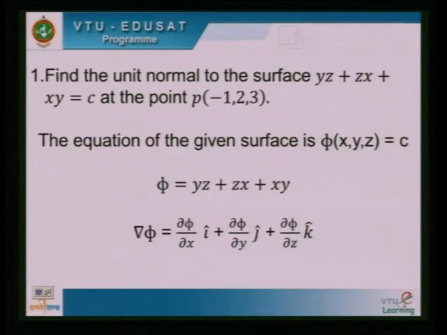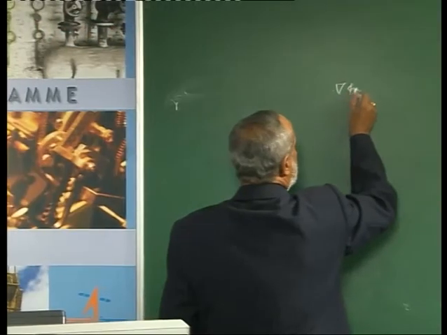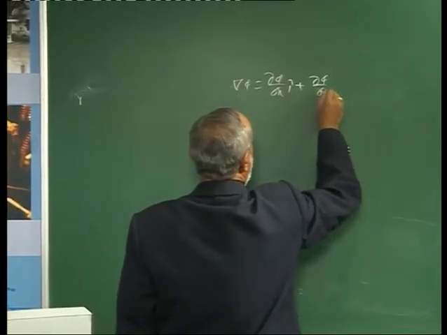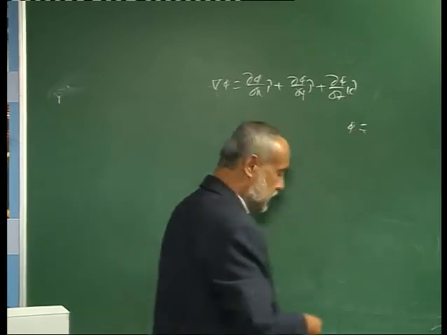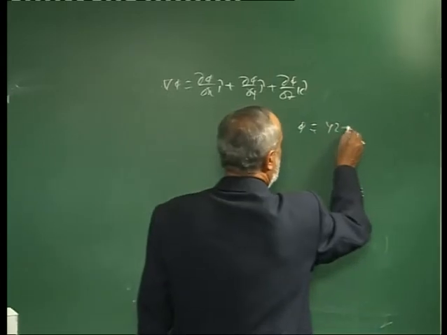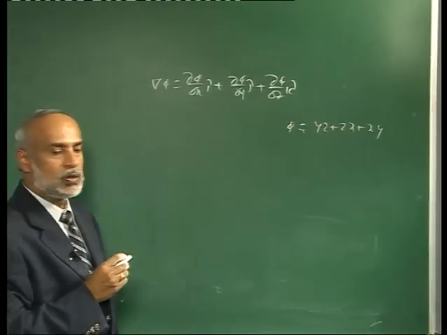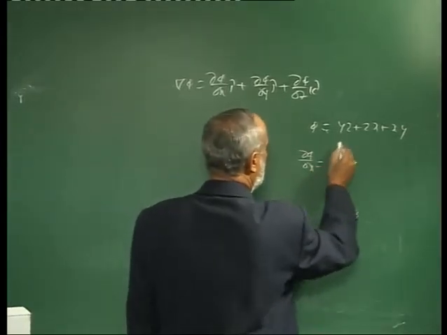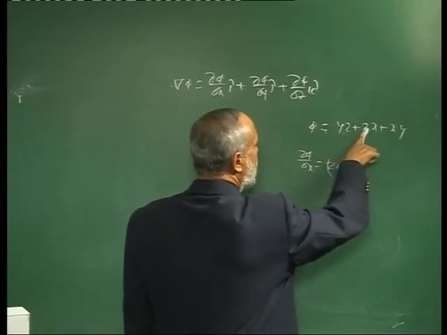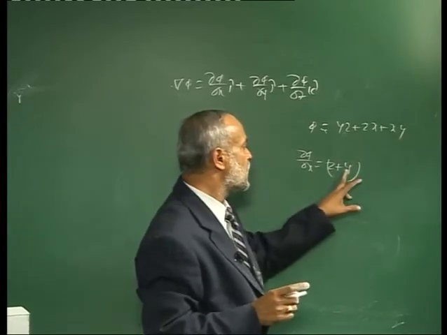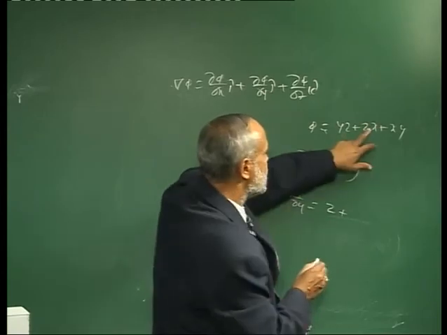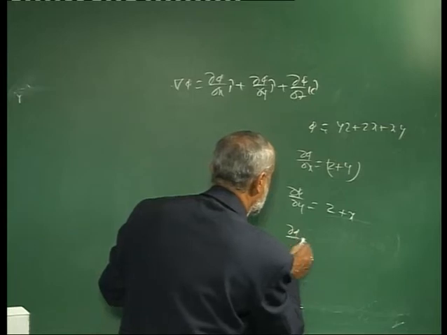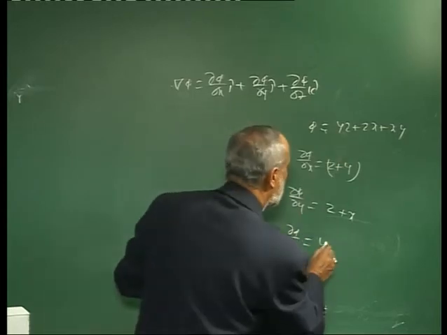Now you can find the gradient of phi. How to find the gradient of phi? The gradient of phi is equal to ∂phi/∂x i cap + ∂phi/∂y j cap + ∂phi/∂z k cap. Now phi = yz + zx + xy. Differentiating partially with respect to x, ∂phi/∂x = z + y, because yz is 0, here z is constant and x differentiation is 1, here y is constant and x differentiation is 1. Similarly, ∂phi/∂y = z + x, since z is constant, y differentiation is 1, zx is 0, x is constant. Then similarly ∂phi/∂z = y + x.